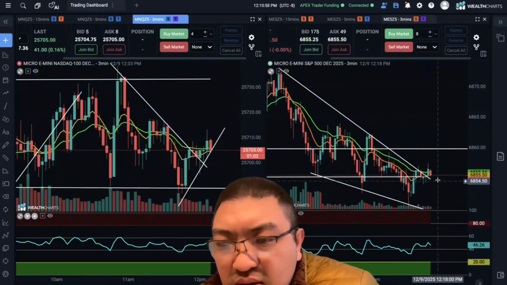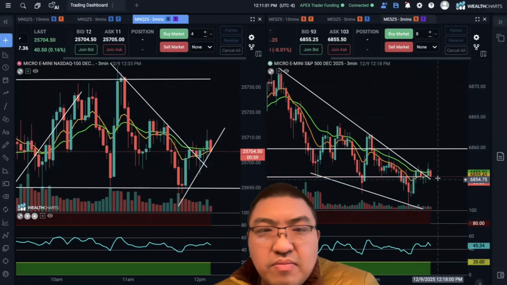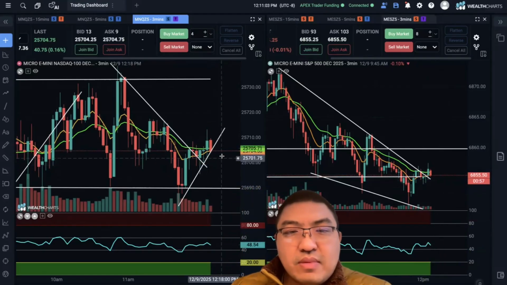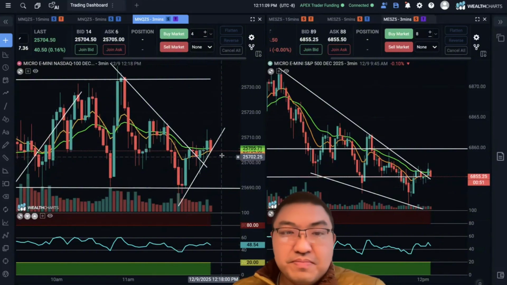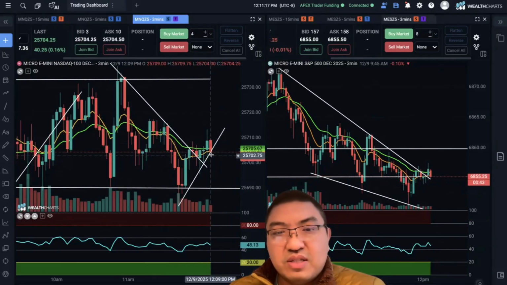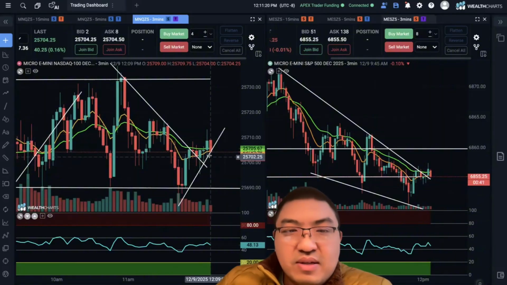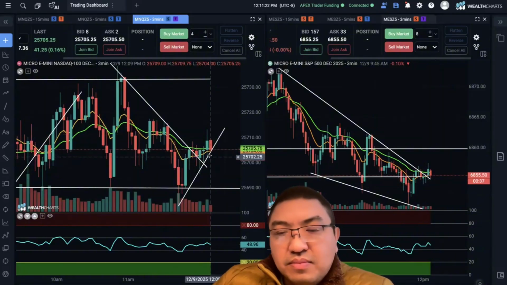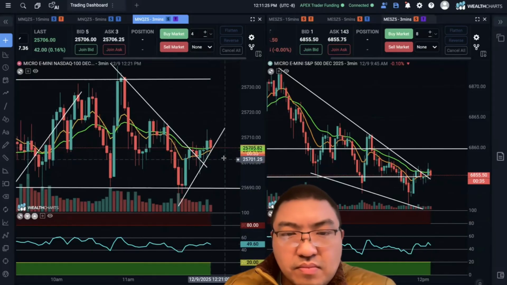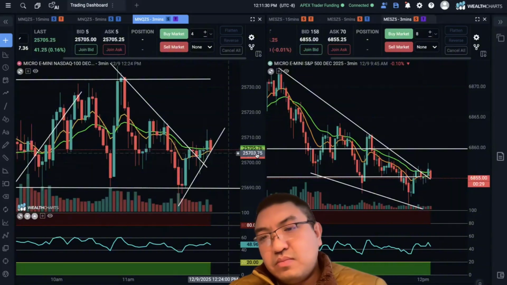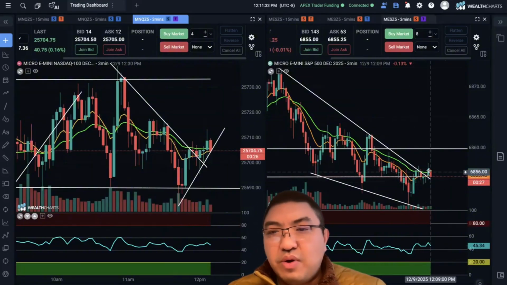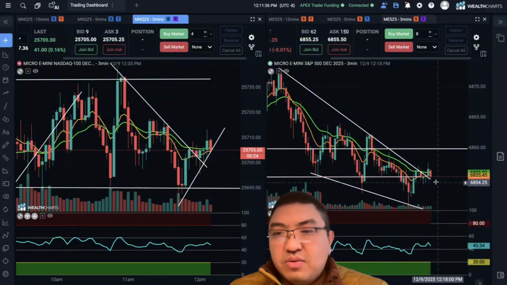Oh, for ES, it's trying to consolidate around here. I'm not sure if it just stops. This is a downtrend, so I cannot go long. I want to set a limit order to go long here, but I'm not sure if it just stops or just retests and bounces back. It seems this is a micro range.